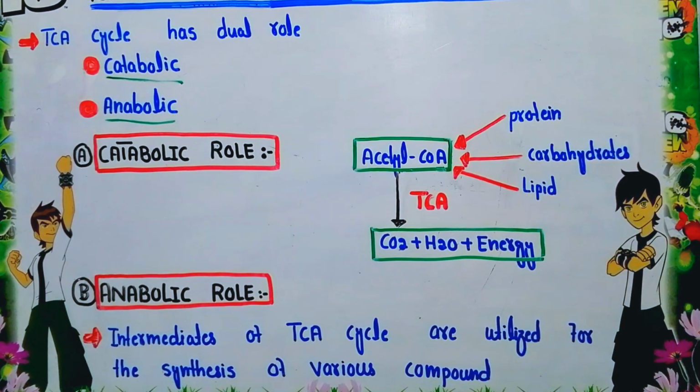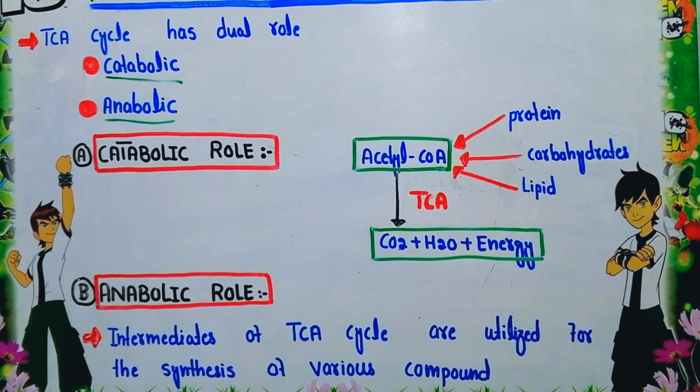Now the second role played by the TCA cycle is the anabolic role, where synthesis of molecules occurs. Intermediates of the TCA cycle are utilized for the synthesis of various compounds, such as heme, non-essential amino acids and glucose. Now we will take some examples of this synthetic role of the TCA cycle.